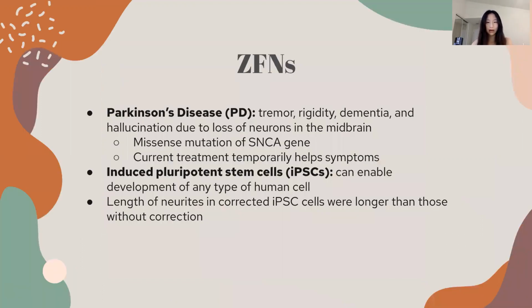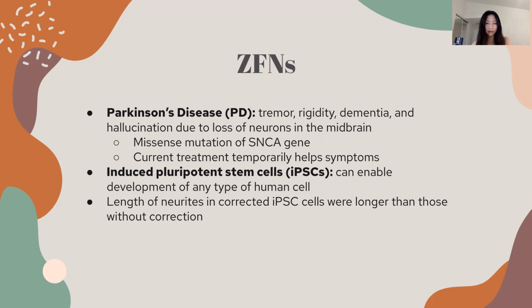Okay, moving on from viral vectors, I'll be explaining the applications of a few methods that Siri previously talked about. First, ZFNs. Studies in Taiwan have effectively applied this method to Parkinson's disease. A missense mutation is a change of a single base pair that results in a different amino acid in the protein. With this mutation in the critical SNCA gene, which would normally release neurotransmitters that relay signals between neurons, symptoms arise in patients. These include tremor and rigidity that could spread and progress to dementia and hallucinations due to the loss of neurons in the midbrain.